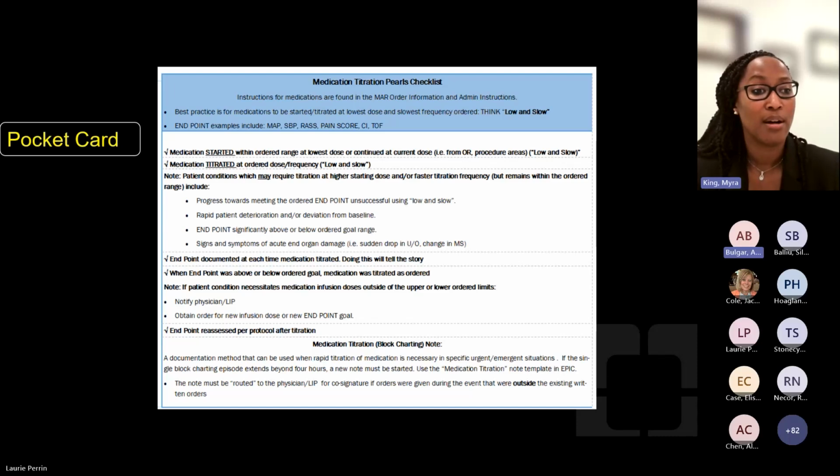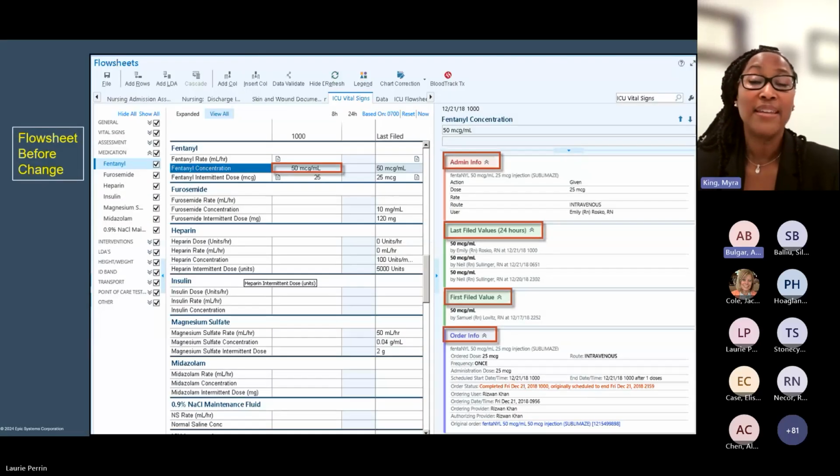The rest of the pocket card, again, just highlights that each titration needs to have an accompanying endpoint. Next slide, please. Having that pocket card at the bedside was helpful, so nurses could reference it as needed.